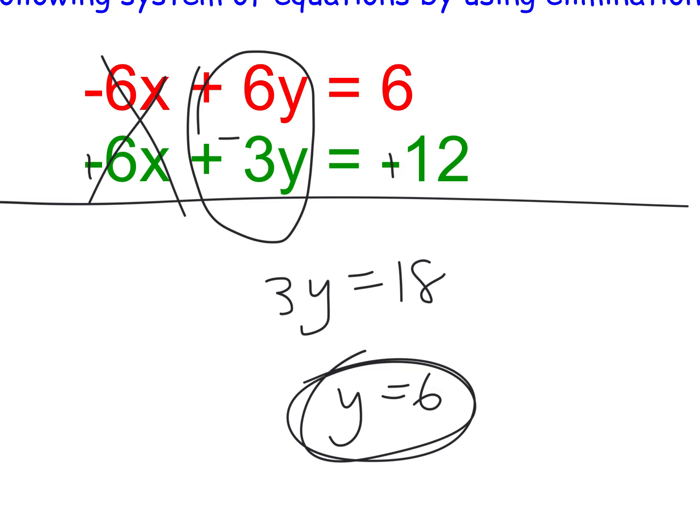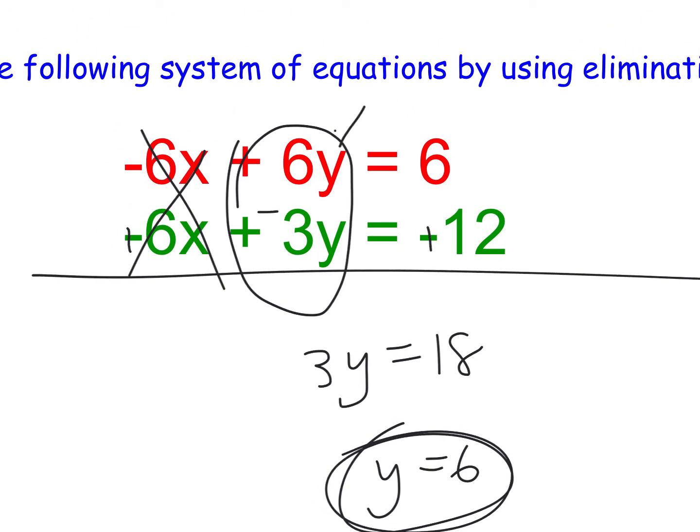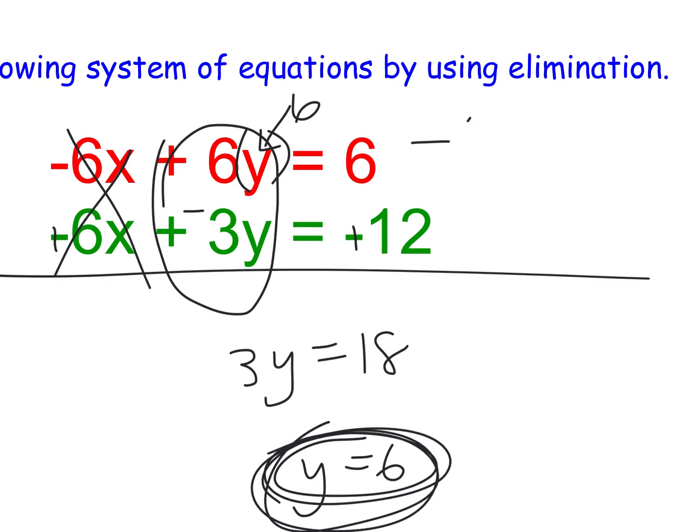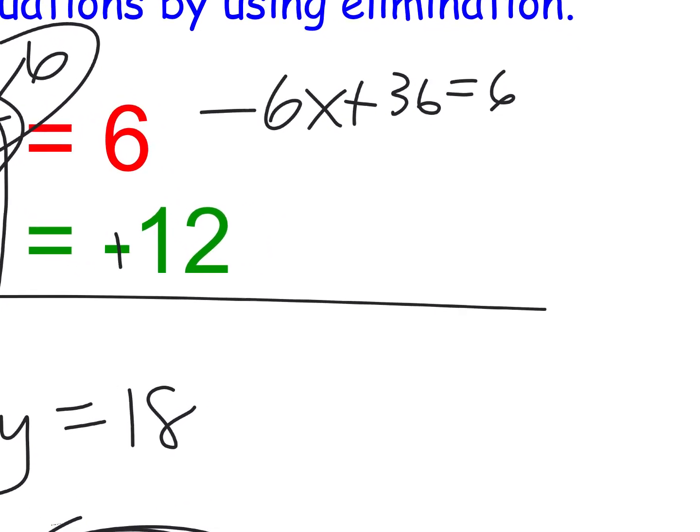You would stick the 6 in here where the y is, because y is 6, right? So you'd put a 6 there, and you could solve it for x. It's not hard. I'll write it and finish it. Negative 6x plus 6 times 6 is 36 equals 6, and then I would solve it. And that, you can handle solving something like that, can't you?